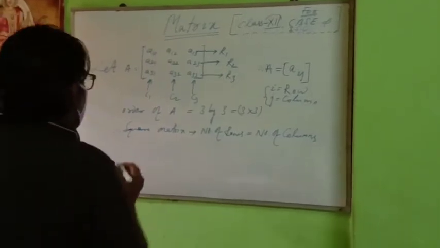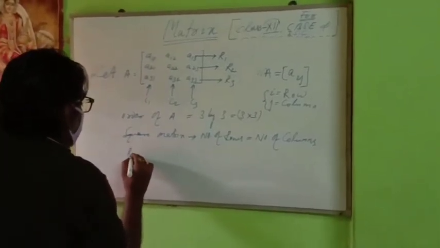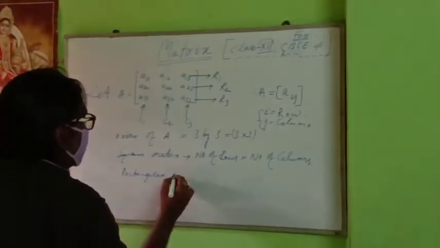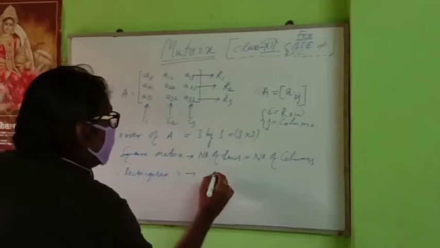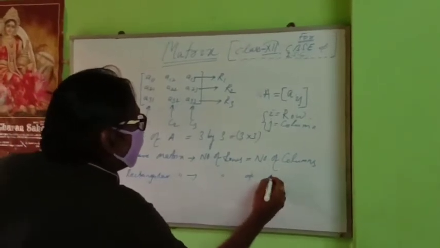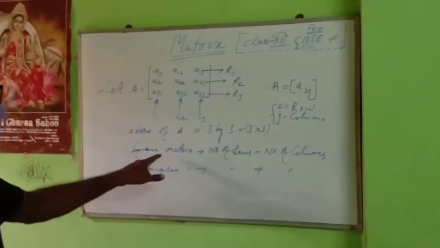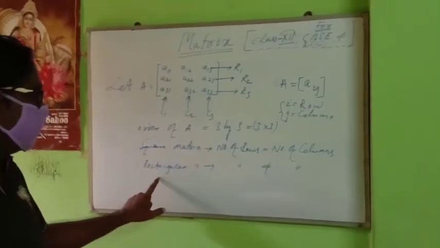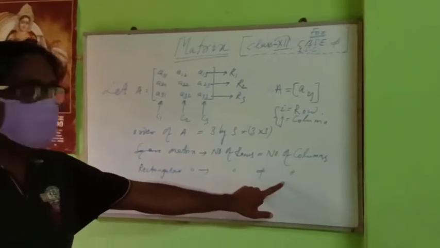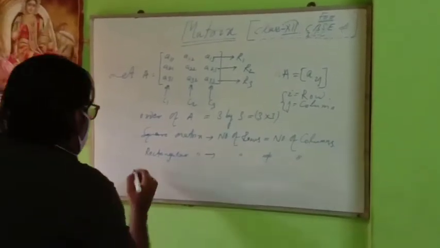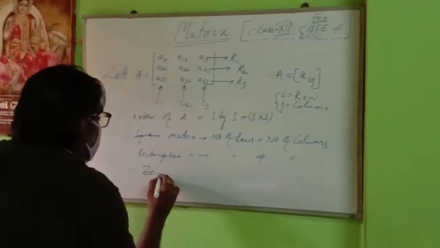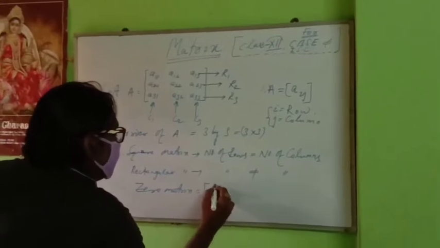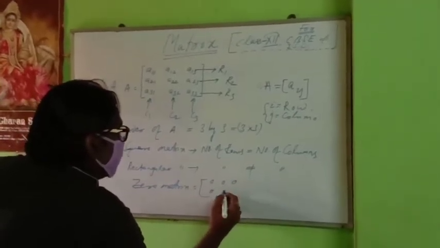And in case of a rectangular matrix, the number of rows is not equal to the number of columns. In a square matrix, the number of rows should be equal to the number of columns. In a rectangular matrix, the number of rows should not be equal to the number of columns. And what is a zero matrix? A zero matrix means it is a matrix having each element 0.